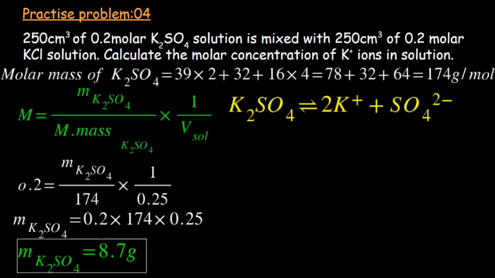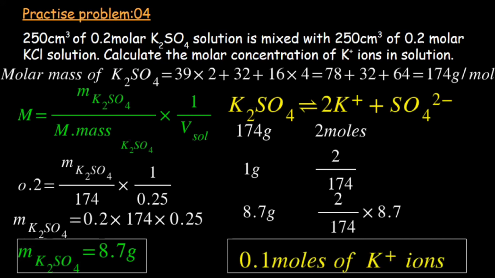In solution, potassium sulfate ionizes as 2K positive and SO4 2 negative. According to this equation, 1 mole of potassium sulfate results in 2 moles of potassium ions. 1 mole of potassium sulfate equals 174 gram per mole, and it will produce 2 moles of potassium ions. 1 gram of potassium sulfate will produce 2 by 174 moles of potassium ions. So 8.7 grams will produce 0.1 moles of potassium ions.